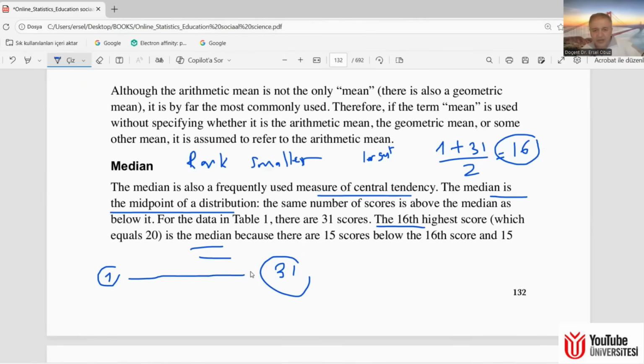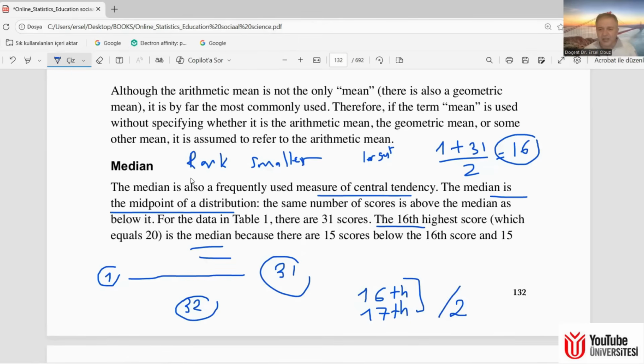So what's going to happen when you have 32 scores? In that case, you will have the 16th value, right? 32 divided by 2 is going to be the 16th value. And then the other one, you will have the 17th value. You add them up, divided by 2.